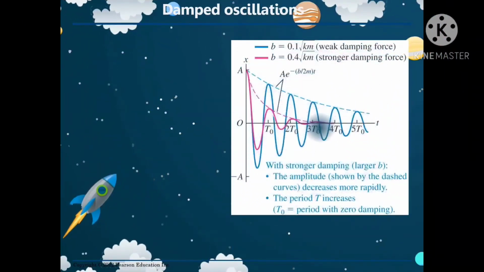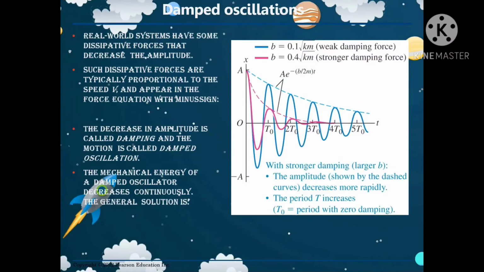Damped oscillations. Real-world systems have some dissipative forces that decrease the amplitude. Such dissipative forces are typically proportional to the speed v and appear in the force equation with a minus sign. The decrease in amplitude is called damping, and the motion is called damped oscillation. The mechanical energy of a damped oscillator decreases continuously.